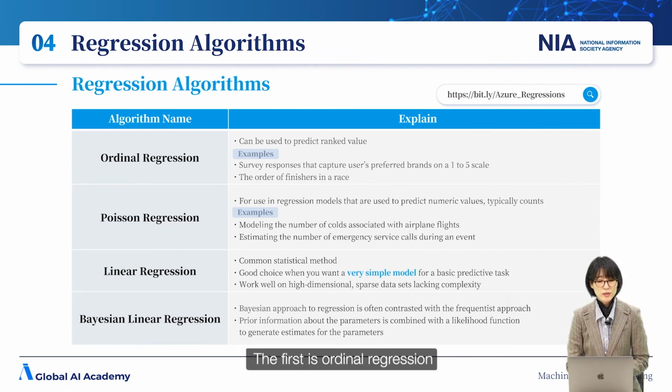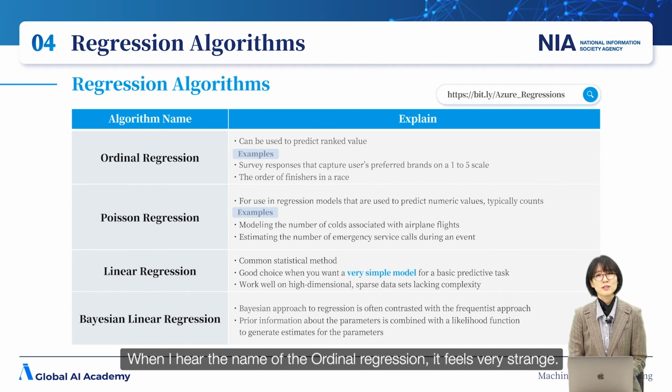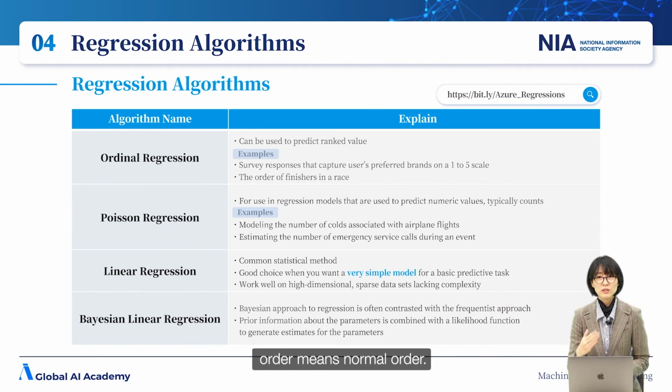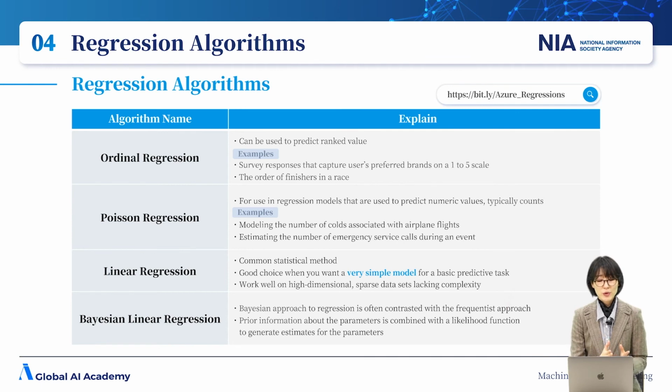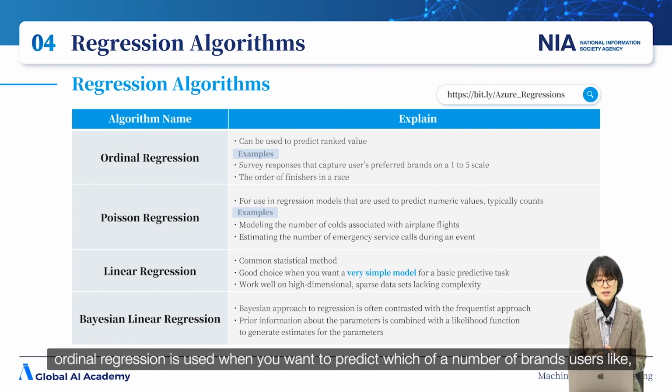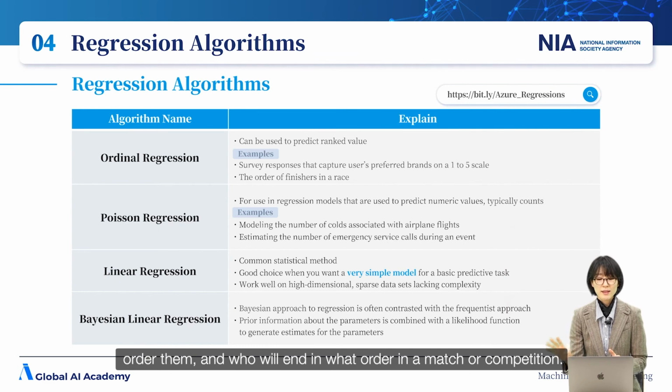The first is ordinal regression. When I hear the name ordinal regression, it feels very strange. However, ordinal at the front of this term originates from the word order. Order means normal order. So, when the problem we want to predict is a ranking, an order, etc., a good algorithm to use is ordinal regression. For example, ordinal regression is used when you want to predict which of a number of brands users like, order them, and who will end in what order in a match or competition.